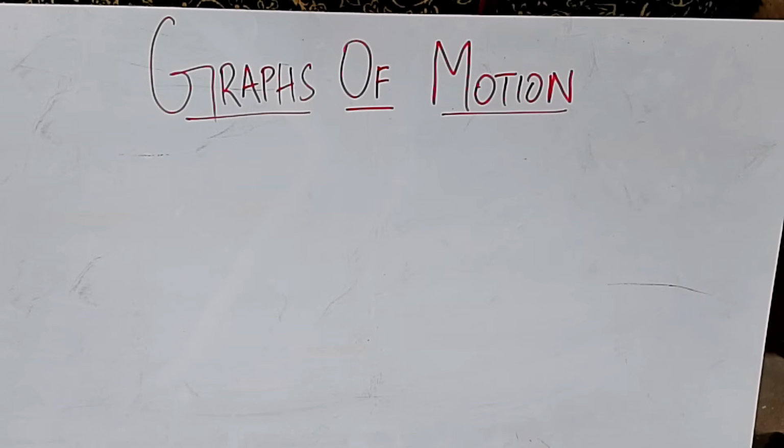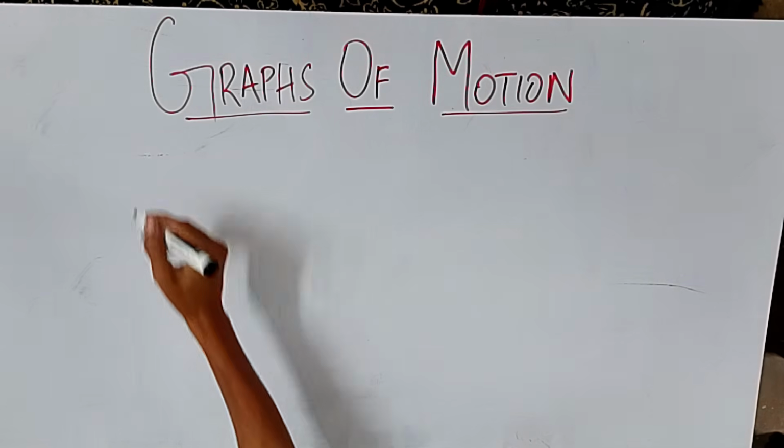When we talk about rest and motion, as you already know, motion means changing your place or position according to your surroundings, from one point to another. There are a few terms that you already know related to motion, which are distance, speed, time, and acceleration. When we talk about graphs of motion, there are in total two types.